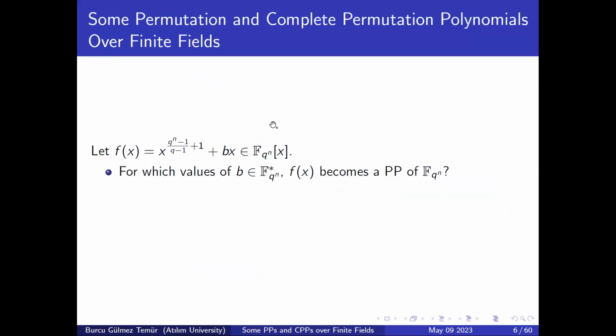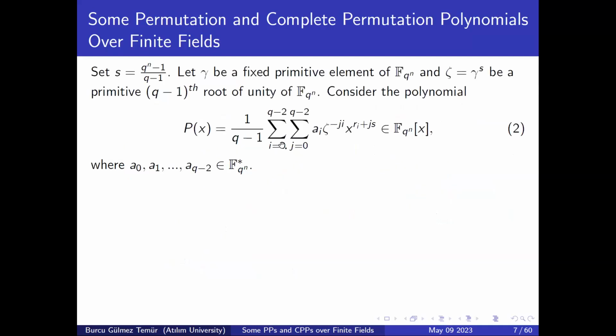And the first problem we worked on was this one. There are many mathematicians who studied this polynomial. The question is, for which values of b in F_{q^n}^*, f(x) becomes a permutation polynomial, and moreover, for which b it becomes a complete permutation polynomial. This was the first question.